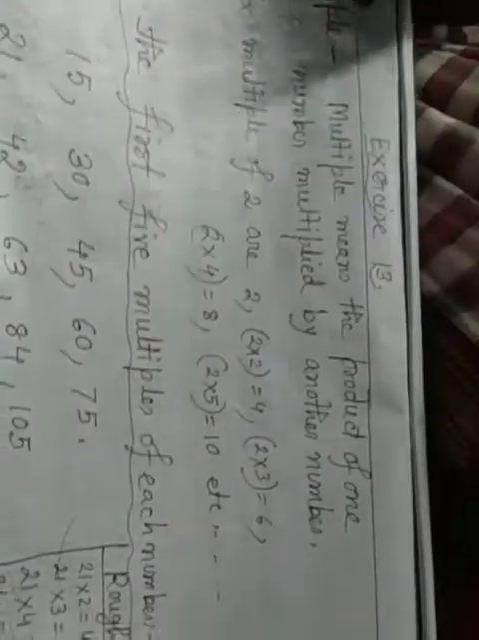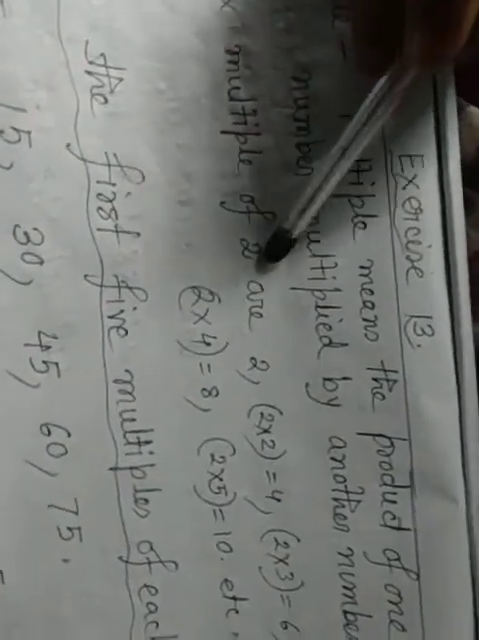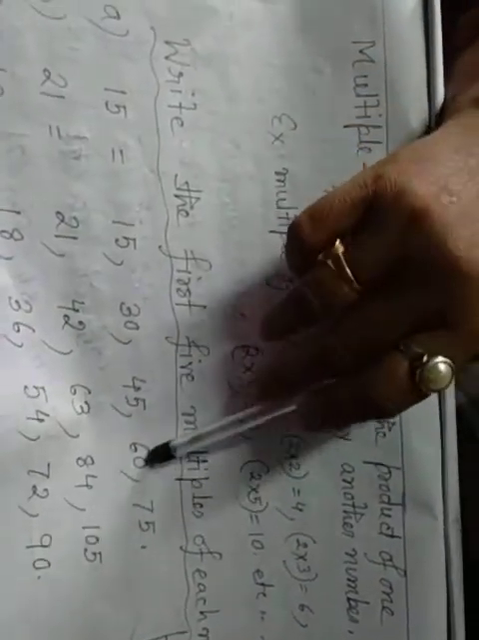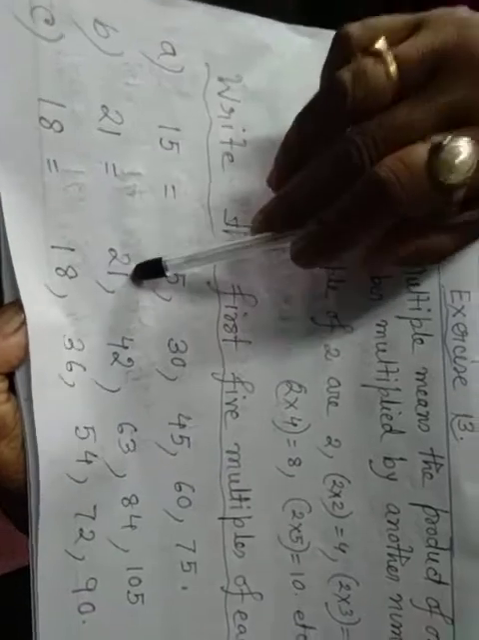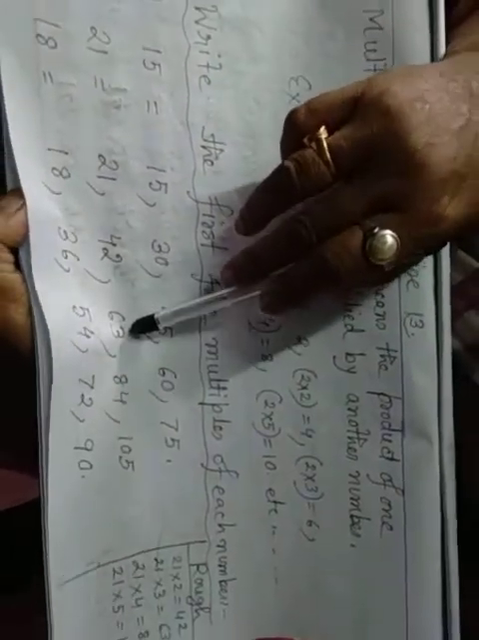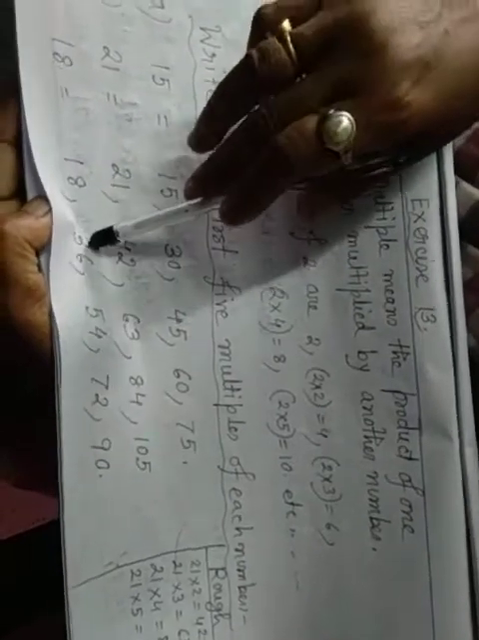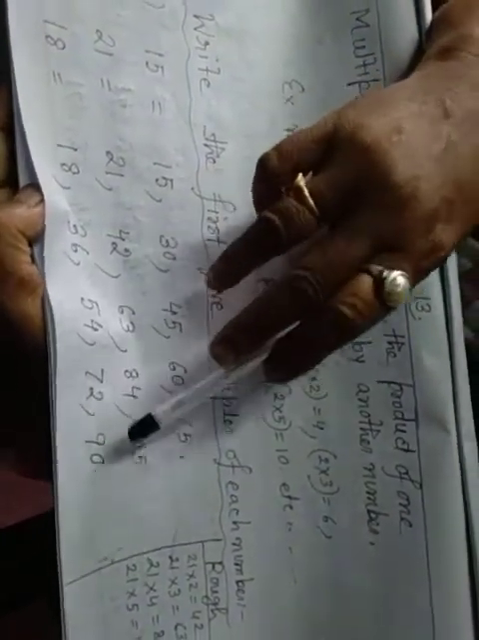Repeat it again. Multiple means product of one number multiplied by another number. That is, multiples of 2: 2 twos are 4, 2 threes are 6, 2 fours are 8, 2 fives are 10, 2 sixes are 12, 2 sevens are 14, etc. Write the first 5 multiples of each number. 15, 30, 45, 60, 75. 21, 42, 63, 84, 105. 18, 36, 54, 72, 90.